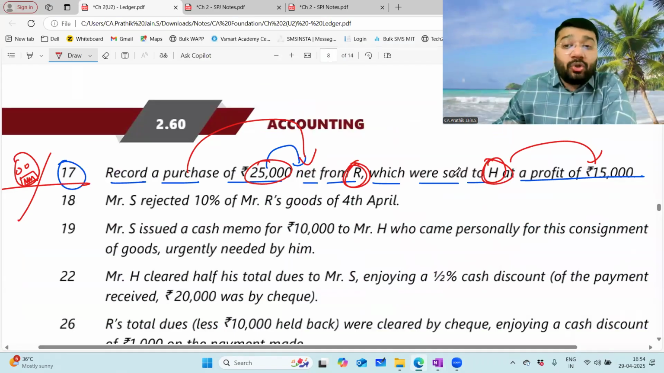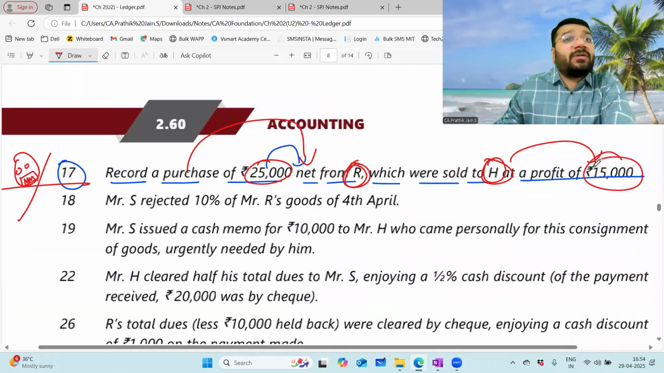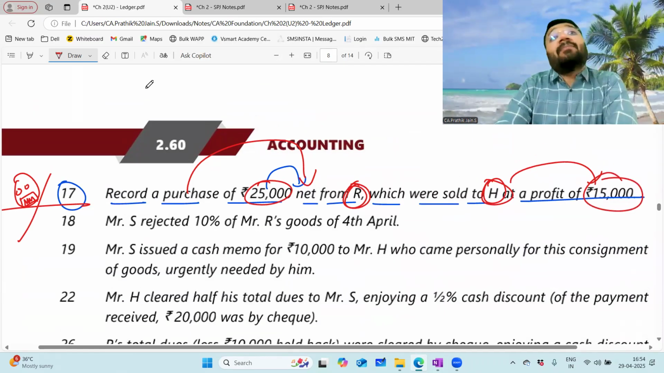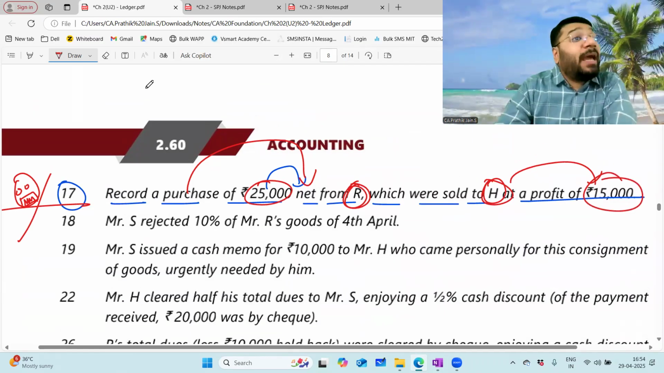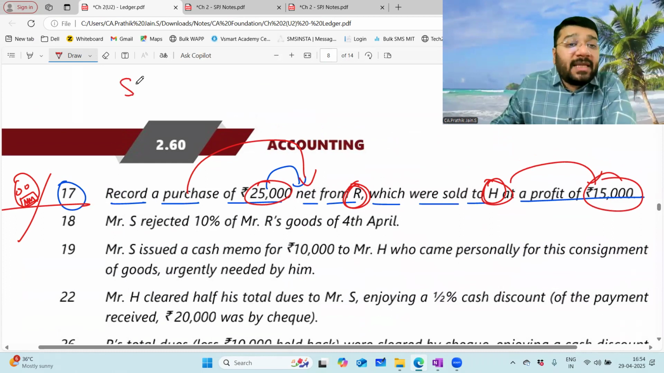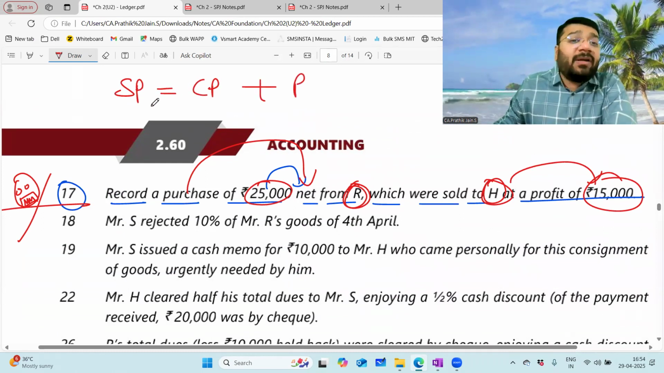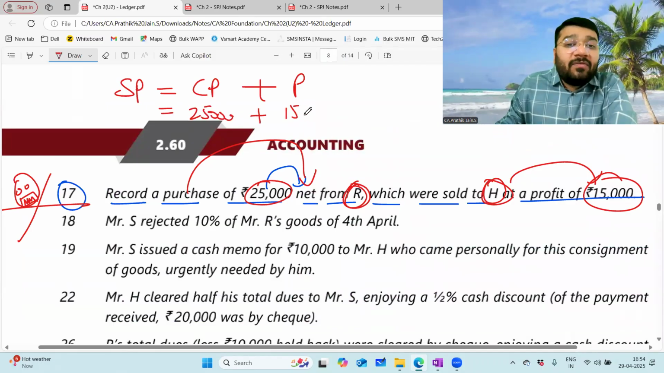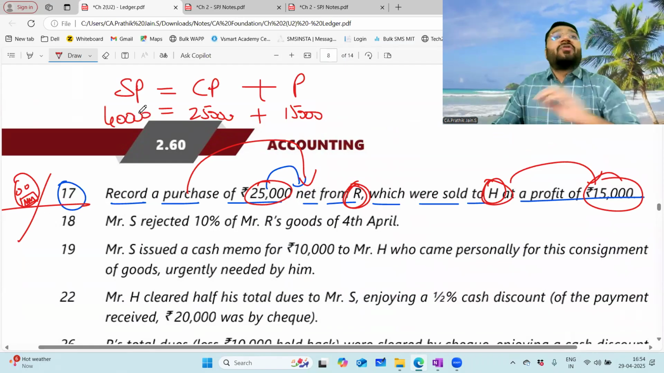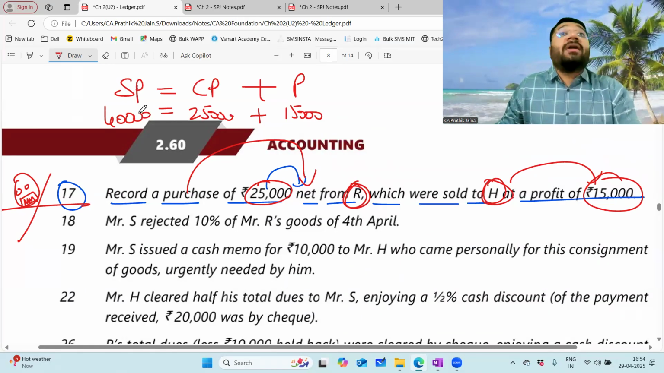Okay. This 25,000 worth of goods is sold to whom? Sold to H at a profit of 15,000. Now, have they given the selling price directly? No, they are wanting you to calculate the selling price. So, what is the formula for selling price? Selling price is equal to cost price plus profit. What is the cost price? 25,000. What is the profit? 15,000. What is the selling value? 40,000. So we have sold the goods to H worth 40,000 rupees.